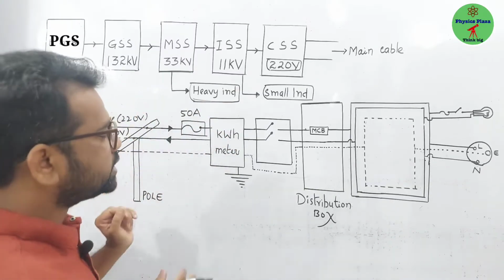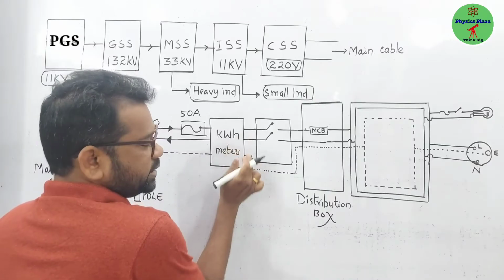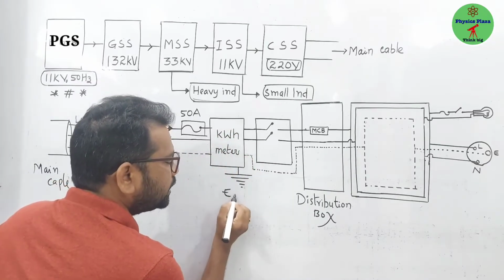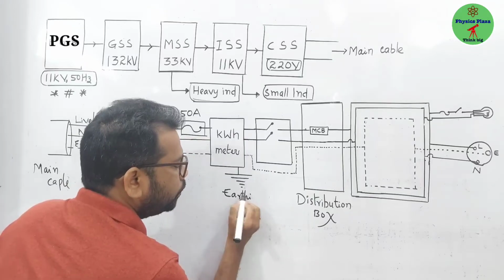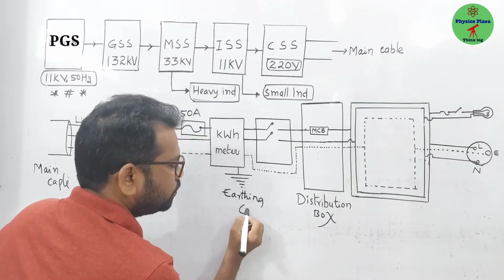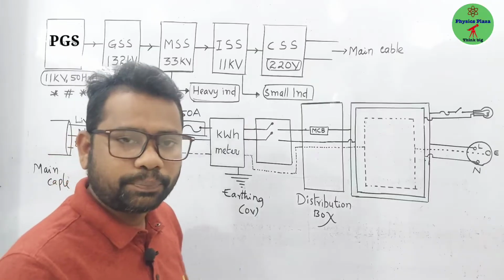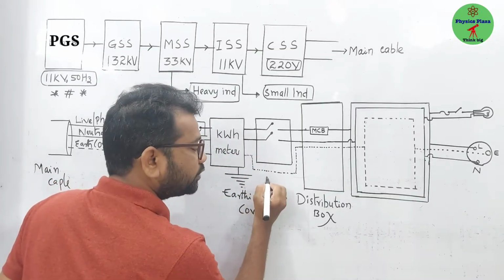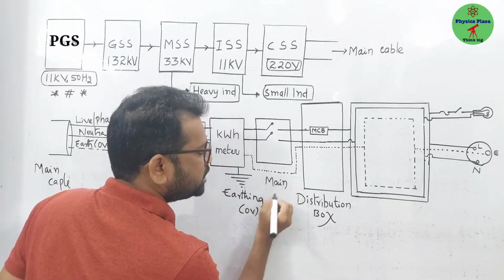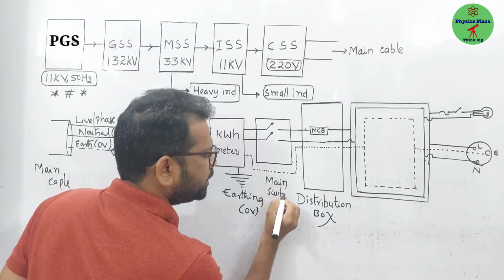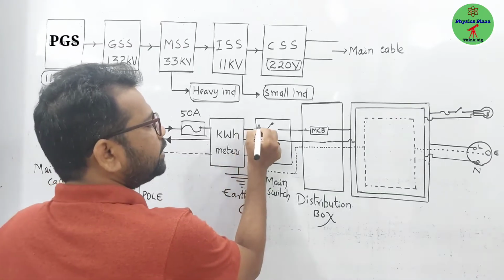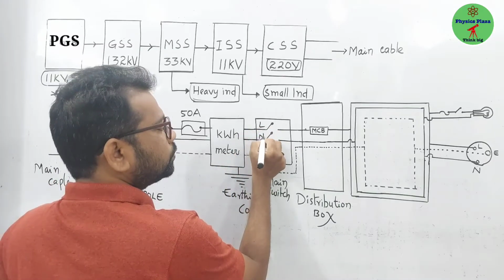Now from here, these wires again, next after this kWh meter, near the kWh meter, local earthing is done, 0 volt. Fine. From here, it's very important. Next one is called the main switch. Main switch, very important. If you can see, through the main switch only the live wire and neutral wire will go, not the earth wire.